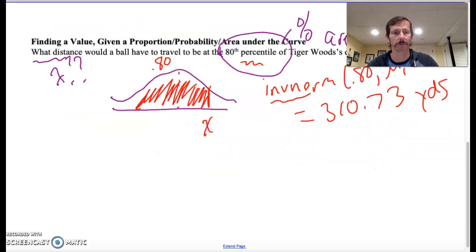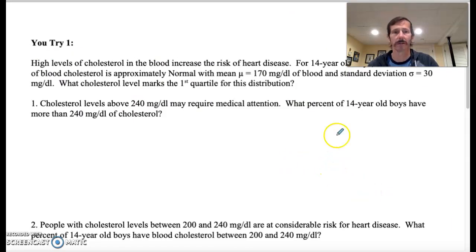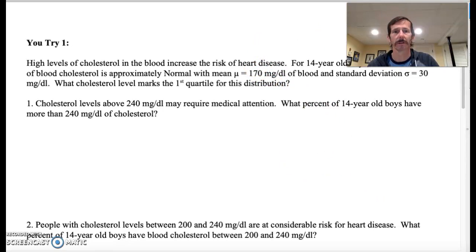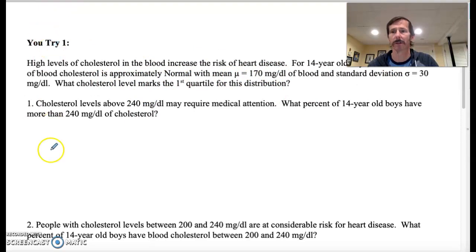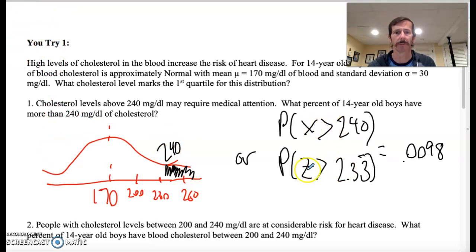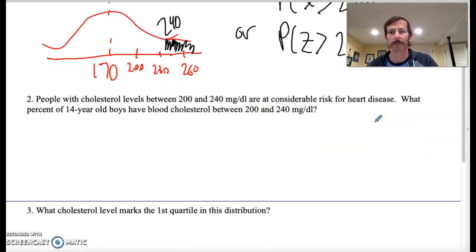All right, you are going to try a couple of these. Your distribution is cholesterol levels. You've got your mean and your standard deviation. So pause the video and try number 1. Here's your graph. There's your probability. If you did a z-score, you would have got 2.3 repeating, and you need to put in all those decimals or you'll get a slightly different answer. If you use the other technique where you just put in 240, your upper bound would be 9999999, and you would get 0.0098.